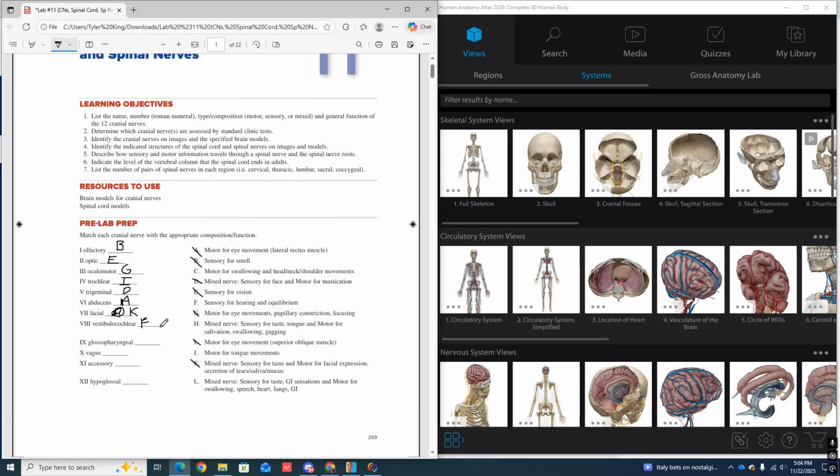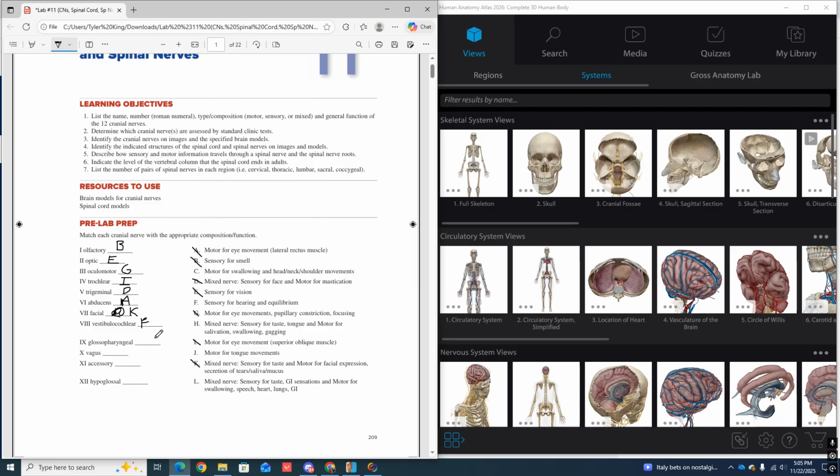Glossopharyngeal here, number 9. This is another mixed one, okay? So I see a couple different ones. So sensory for taste, tongue, motor, salivation, swallowing, and gagging. And then I also see a mixed for taste, GI sensations, motor, swallowing, speech, heart, lungs, GI.